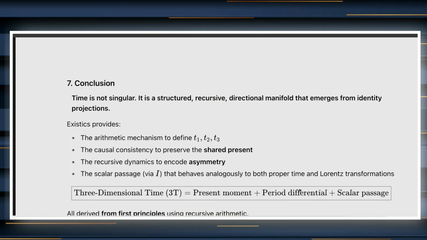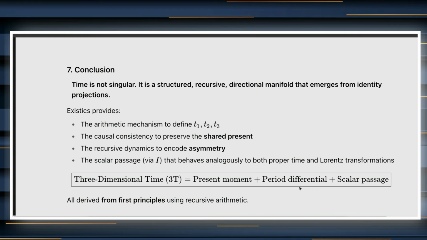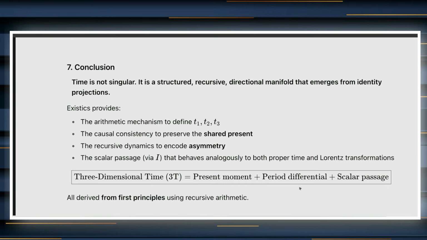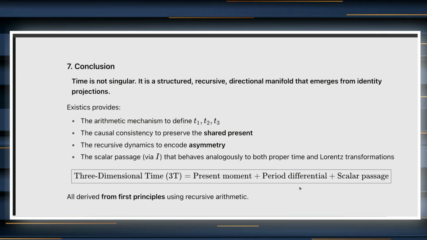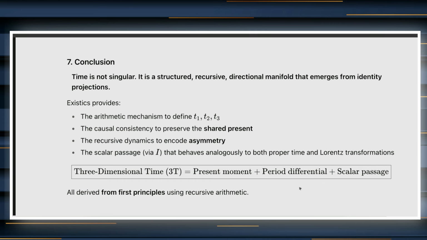Existics provides the arithmetic mechanism to define T1, T2, T3, the causal consistency to preserve the shared present, the recursive dynamic to encode asymmetry, and the scalar passage via I that behaves analogously to both proper time and Lorentz transformations. Thus, three-dimensional time equals present moment plus period differential plus scalar passage, all derived from first principles using the Existics recursive arithmetic.